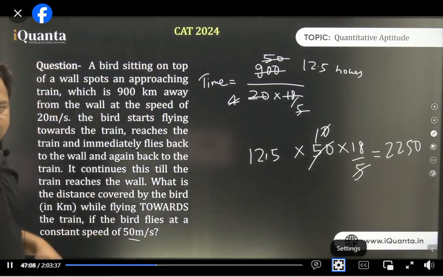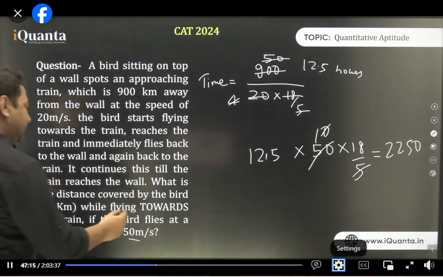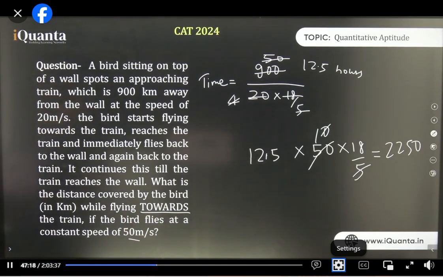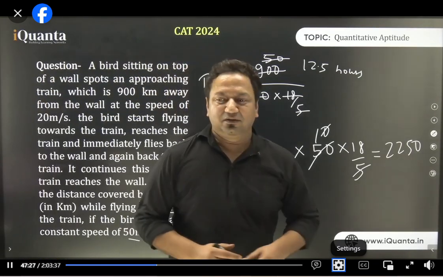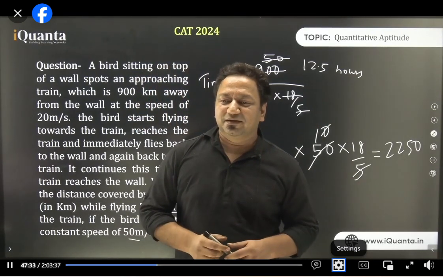All the answers are wrong. Because you guys missed out on one single word, that is flying towards the train. We have to find the distance which the bird traveled towards the train. Not the total distance. By the way, this question is actually difficult and very interesting. When I saw this, a lot of people were shocked. No, अच्छा ये करना था. Oh, इतना आसान था, isn't it?